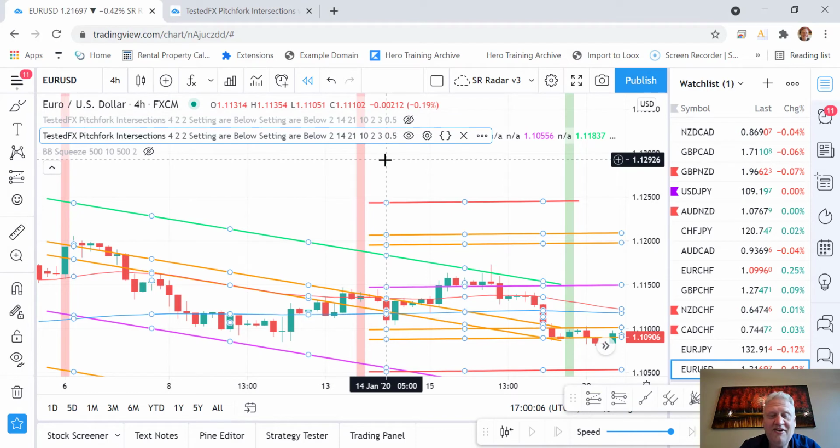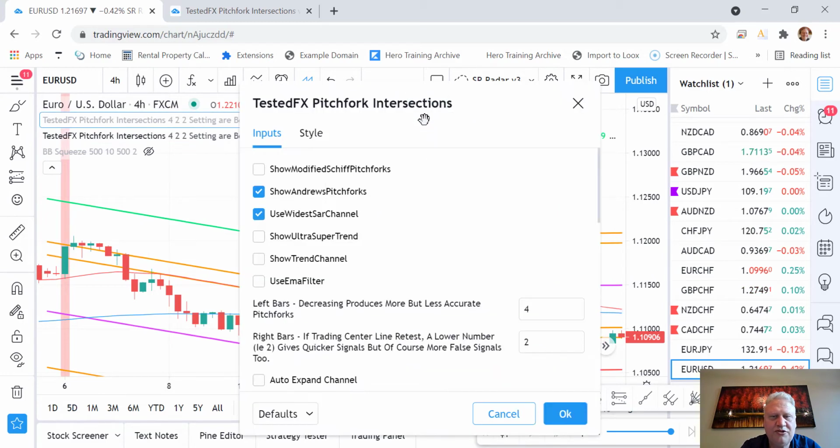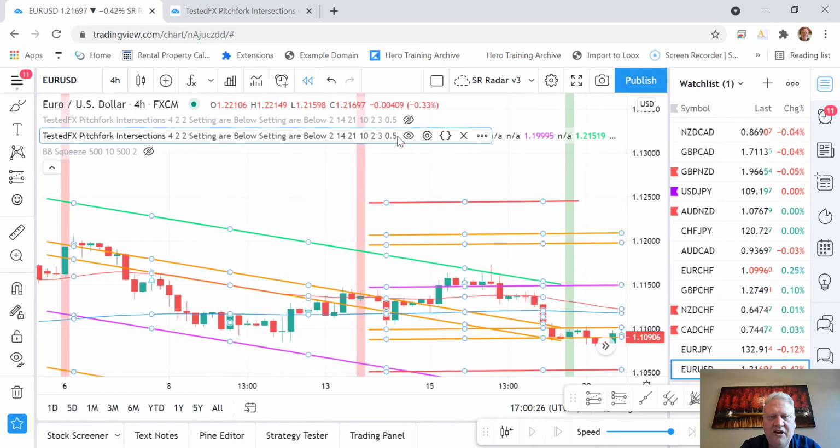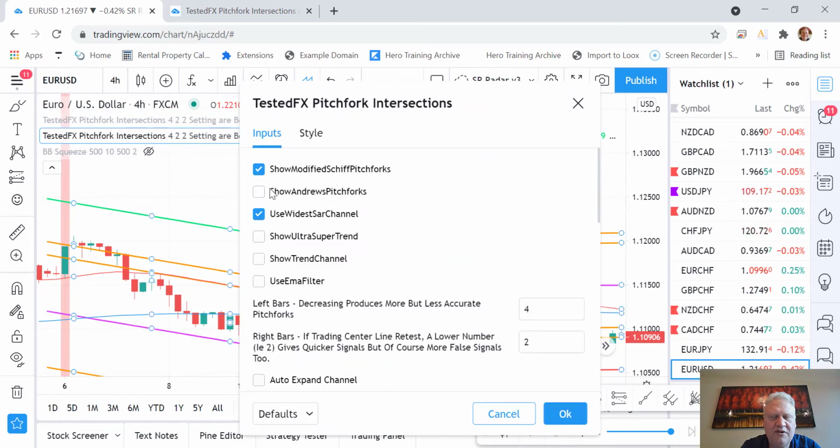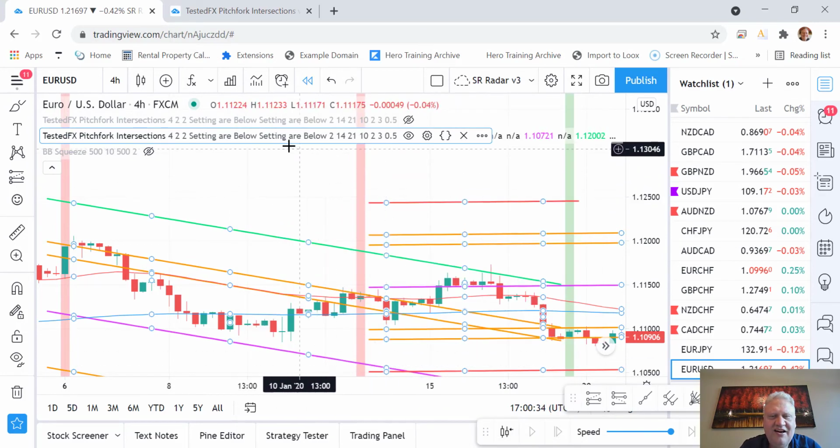Up till now, I've been showing you modified shift. And by the way, I always add the Tested FX Pitchfork tool twice to a chart. On the first, I just leave it at default, which shows Andrews pitchforks. Then I switch the other one over, turn off the Andrews and turn on the modified shift. That allows me to scan with one type of pitchfork and then just turn the others on when I'm looking for confirmations. And that goes like this.